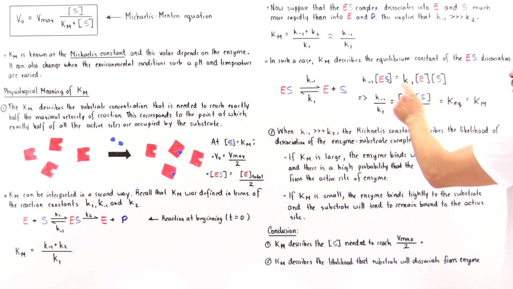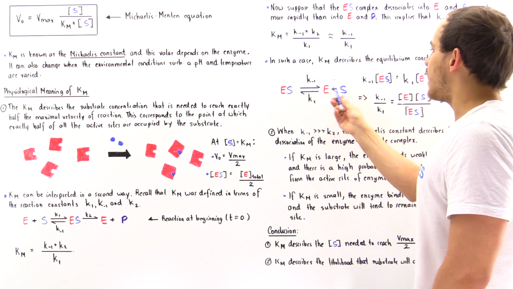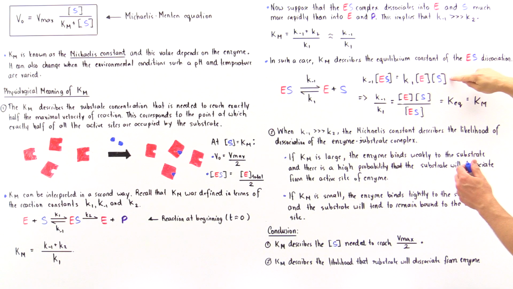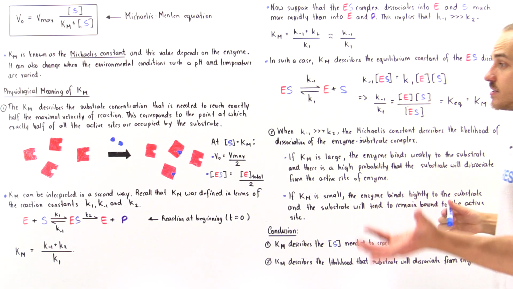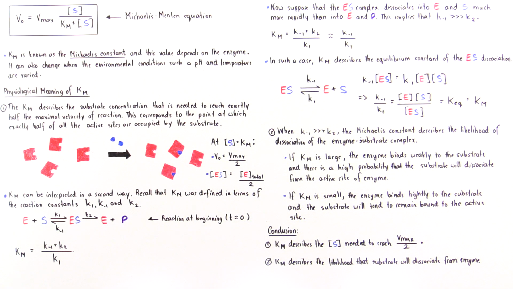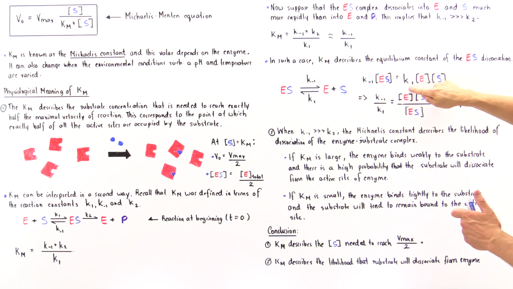And that is equal to going this way, so K1 multiplied by the concentration of the enzyme and the concentration of the substrate. So this we obtained by assuming that this was at equilibrium. And that's a good assumption because this reaction takes place very quickly. Now we could basically solve for K minus 1 divided by K.